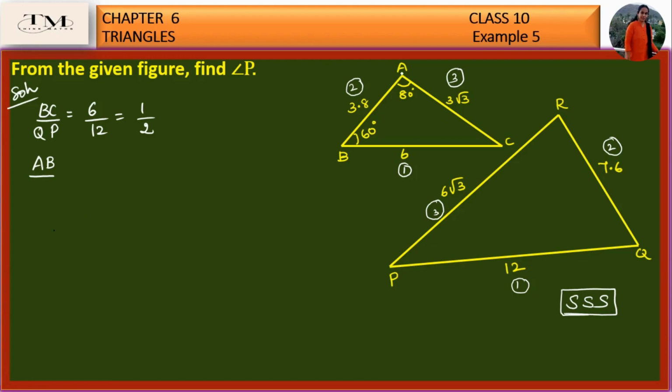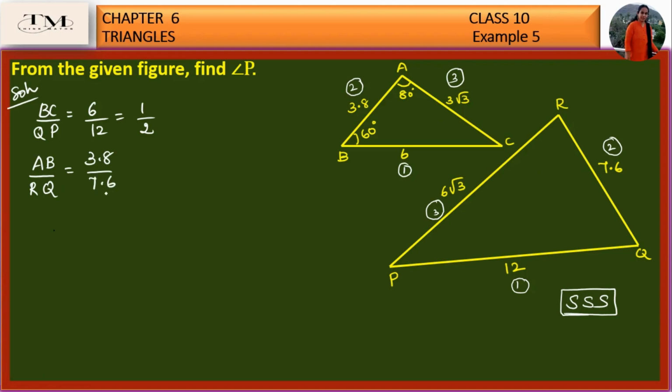R lies between 3 and 2. Here I took AB. A lies between 2 and 3, so it is R. B lies between 2 and 1, so here Q lies between 2 and 1. So I should write RQ. So what is AB? AB is 3.8. What is RQ? RQ is 7.6.